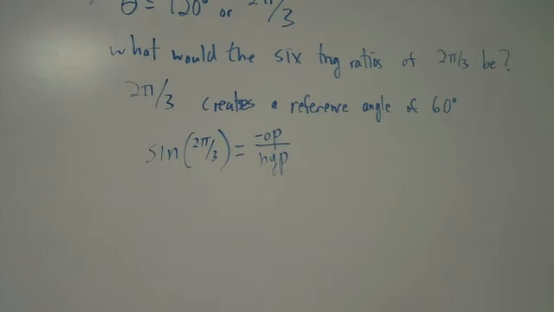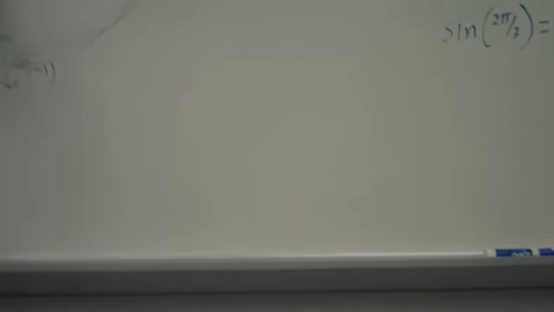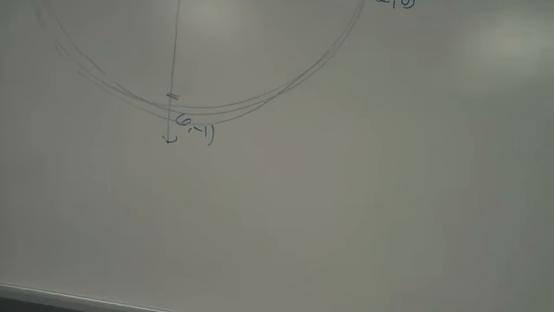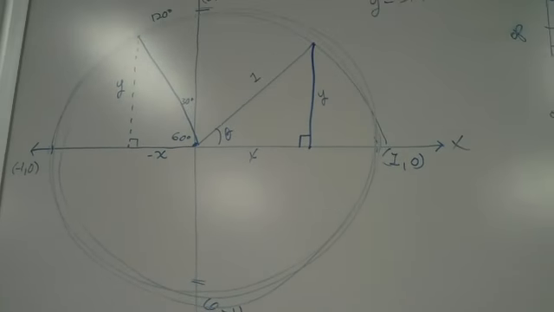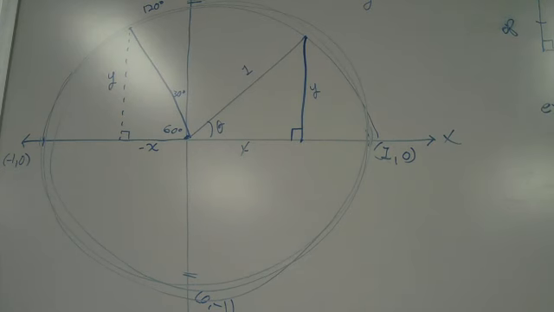Why minus opposite? Well, because, I'm sorry, I apologize. It should not be minus opposite. It should be positive opposite, because the opposite is the y. So that's positive. I just wrote that. I don't want to make this more confusing. The adjacent is the x. Thank you, Marissa, for catching that quickly.